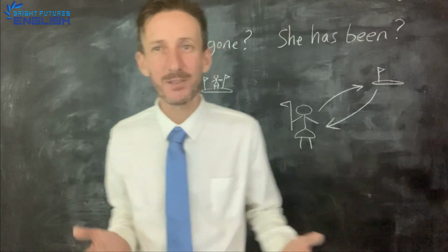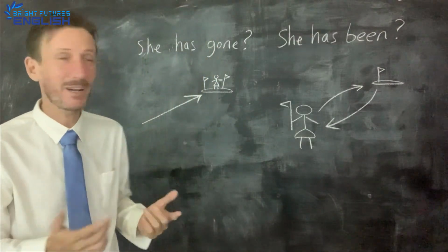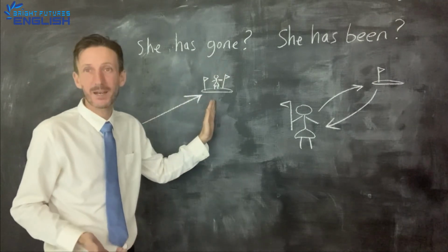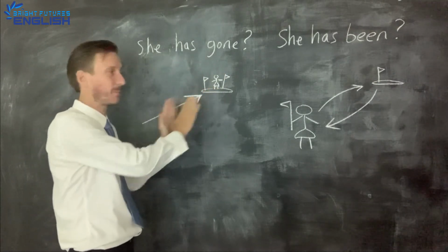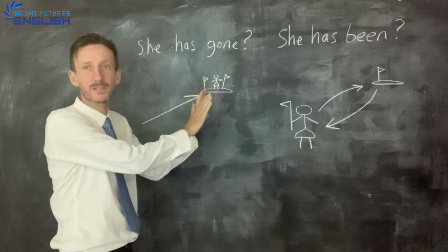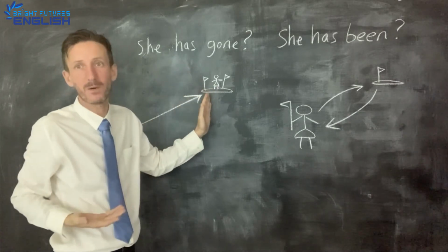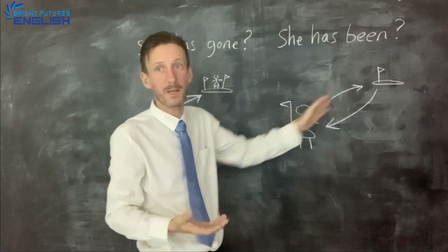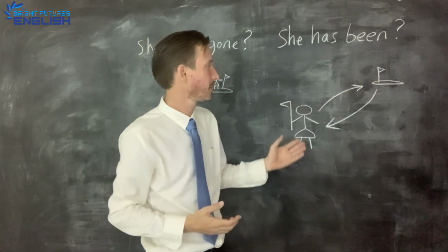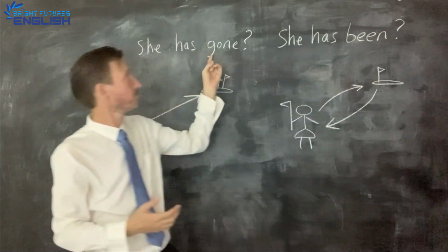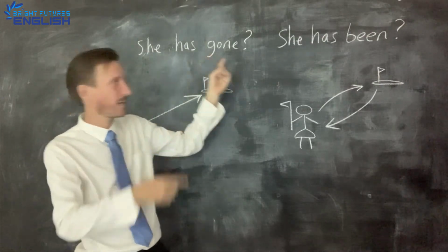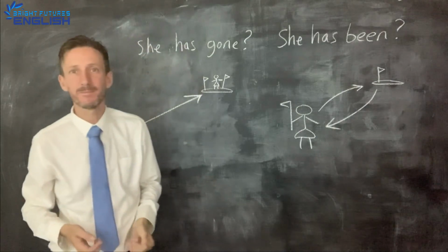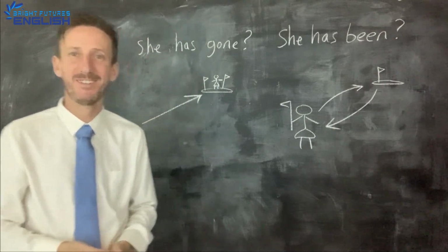But an easy way to remember it really is has gone, we use if the person's still there. The focus is on a journey. The person goes to this place and, well, they're not here anymore, they've gone. Has been is about to be in the place, it's the experience. So has gone, still there. Has been, go, come back. An easier way to remember it.